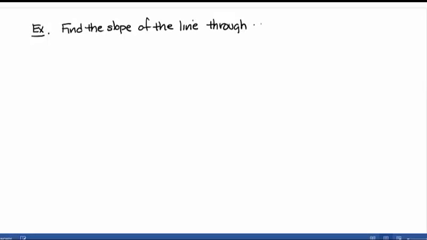All right, so let's say our problem is find the slope of the line. Find the slope of the line through the points. And I'm going to give you 2 points. The first point is (-5, 2). And the second point is (1, 3).